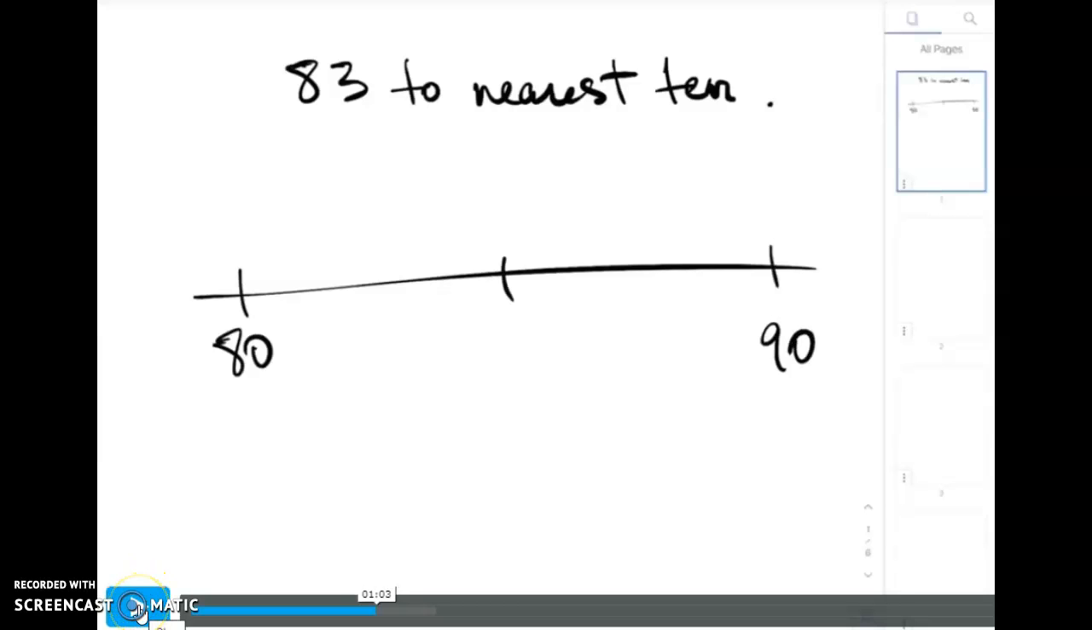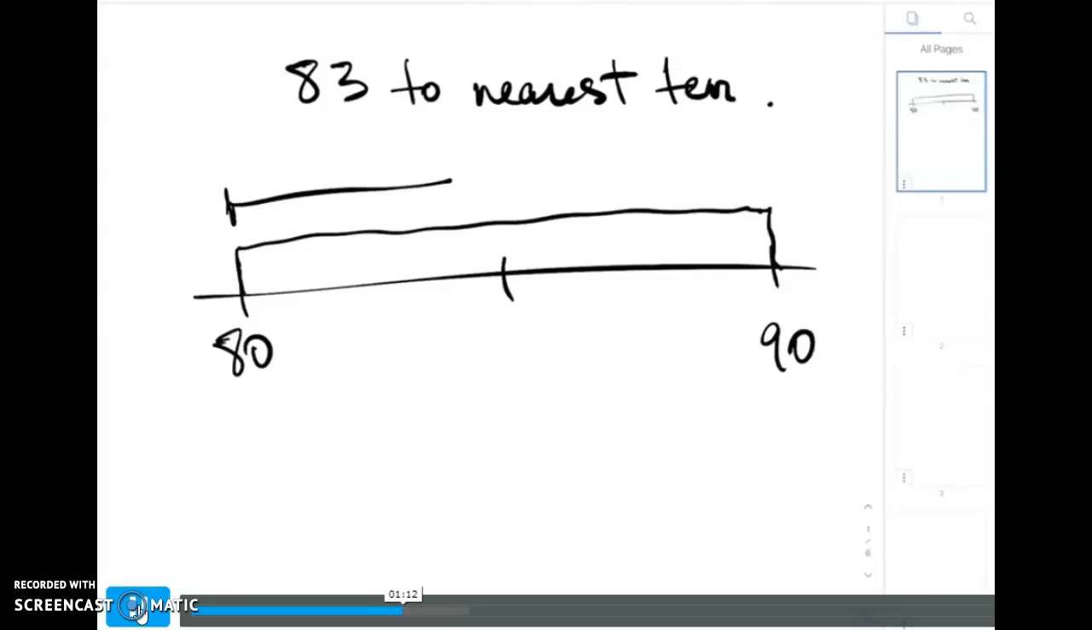Then I'm going to mark my halfway point on my number line. So I'm going to try to decide, is 83 closer to 80 or is it closer to 90? So I'm going to mark my distance. The distance between 80 and 90 is how far? The distance, the amount between 80 and 90, is 10. That means that half the distance between 80 and 90 is 5 and 5. And that means that 85 is in the middle.